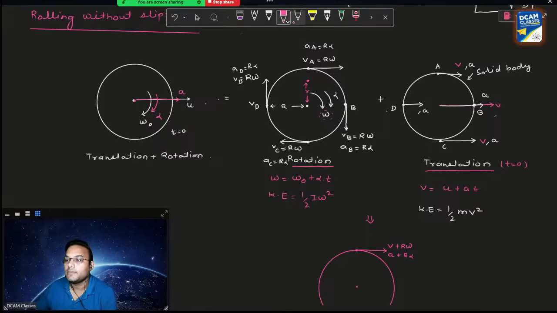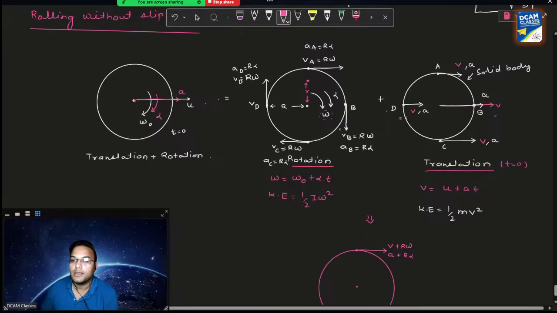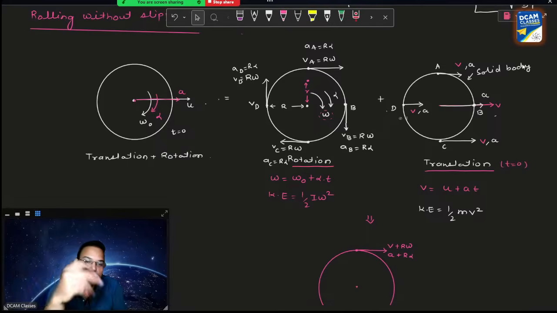After time t. I'm slightly confused. Why? Where are you getting confused? Let's remove your confusion first. See, this is the pure rotation part that you have already learned. This is the pure translation part. So now you're trying to combine both. That's it. At that point.